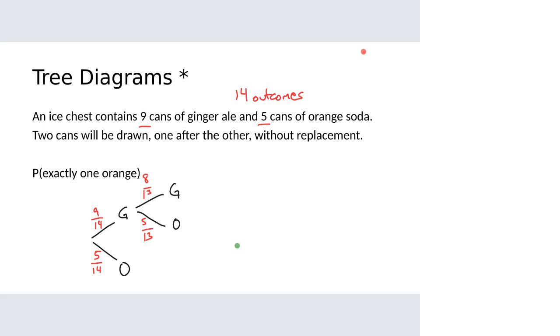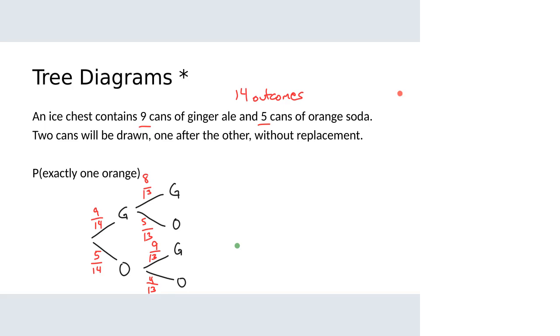Now I've got to do the bottom half, where if the first one I got was orange, the second one's either ginger ale or orange. Okay, let's see. First one I got was orange, so there's 13 cans left. All 9 ginger ales are still in there. I had 5 orange to start with. I took an orange out, so there's only 4 orange left.